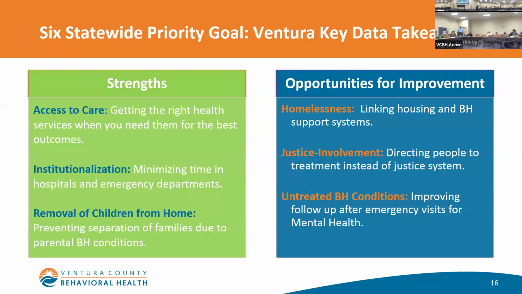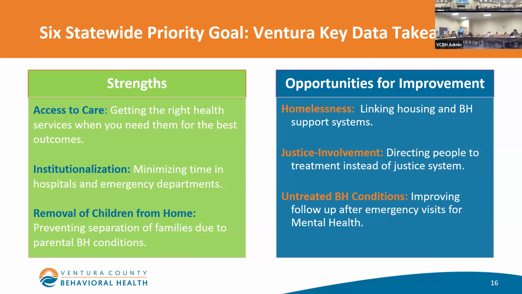Next slide. So on the 6 areas that the state is mandating that we have to come up with goals for, the good news is at least 3 of those categories, Ventura County is doing markedly better than the state, right? So on access to care, we look pretty good. We're getting the right health services to people and we're meeting the benchmarks that the state has set for us. And same thing on institutionalization, like keeping people out of institutions or minimizing their time in those institutions. Ventura County looks pretty good too.